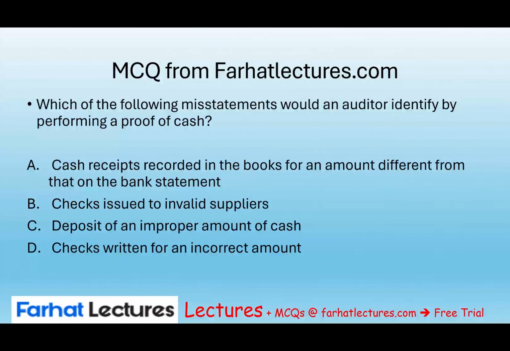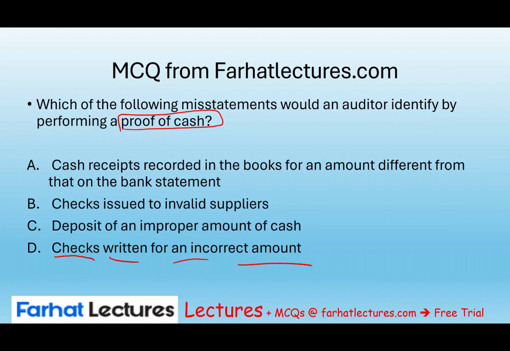Let's take a look at this multiple choice question from farhatlectures.com. Which of the following statements would an auditor identify by performing a proof of cash? So when you perform a proof of cash, what can you identify? And as I mentioned in the lecture, we used to do that when there's an error, but basically it could also be used when there's fraud. D, checks written for an incorrect amount.